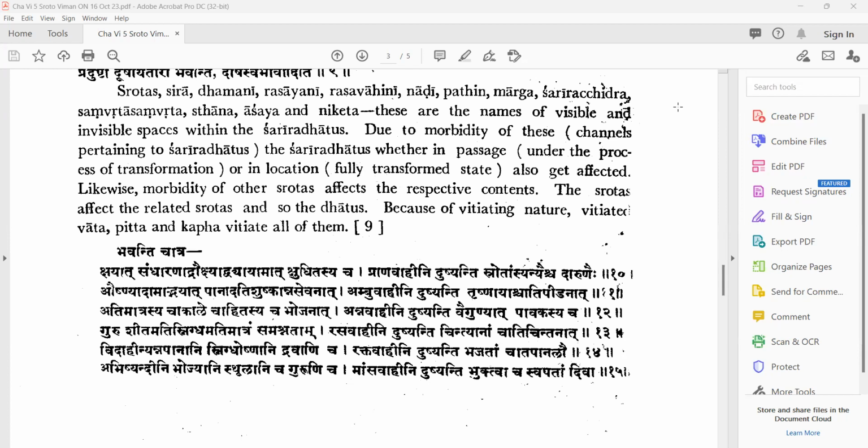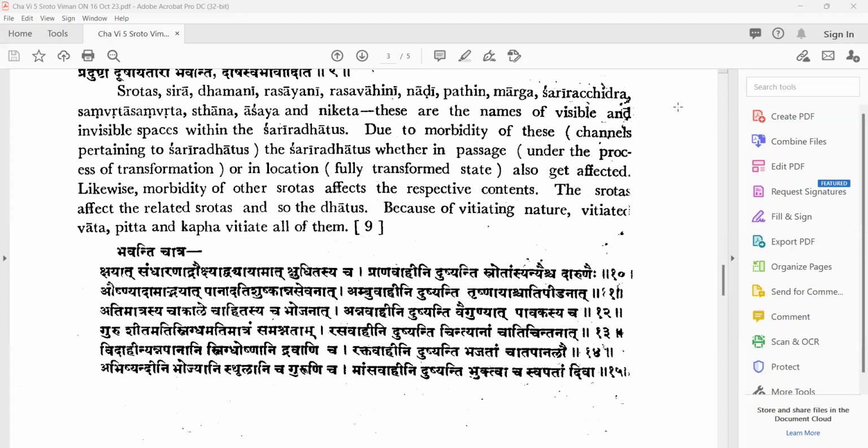Then bronchus is also Srotas. Then you can see intestine, lumen of the intestine is also Srotas. Then the lumen of the fallopian tube is also Srotas. So there are innumerable. We cannot count how many hollow spaces are there in our body. But for the practical purpose, 13 Srotasas are important.